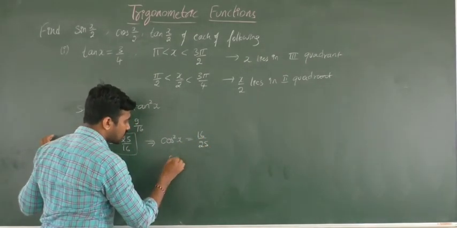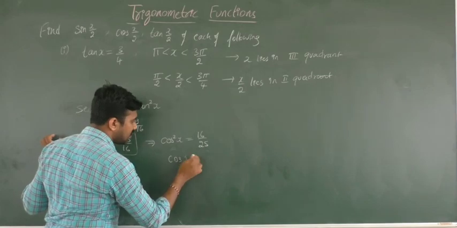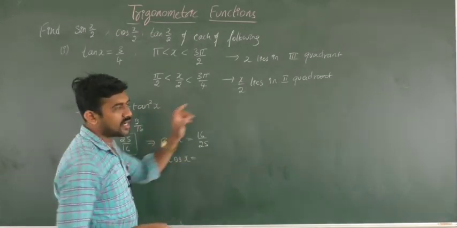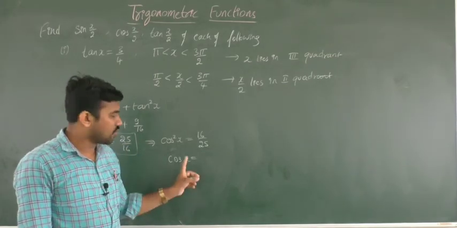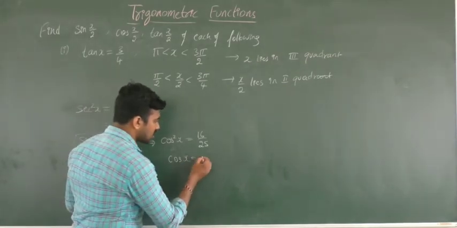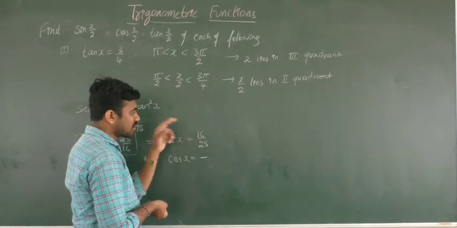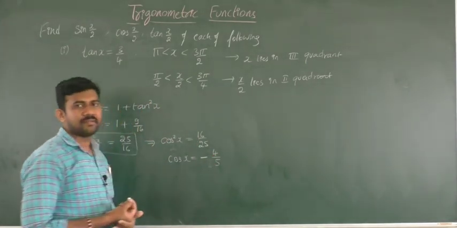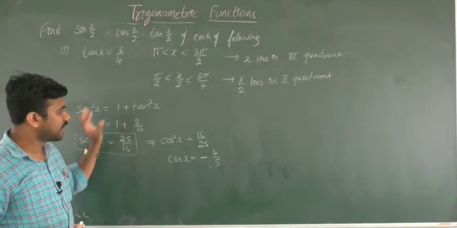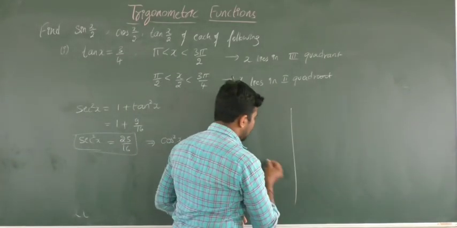So what is cos x? Here remember x lies in the third quadrant. In the third quadrant only tan and cot are positive, cos is negative. So cos x will be minus the square root of this, that is equal to 4 by 5. We can find this by using the quadrant also.